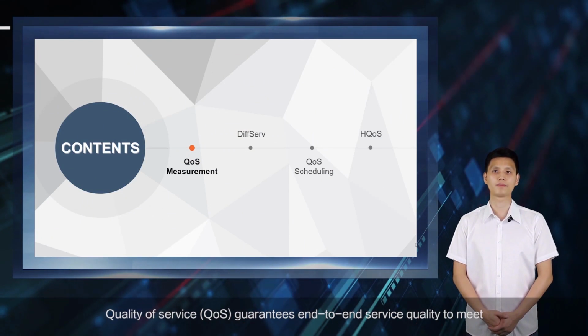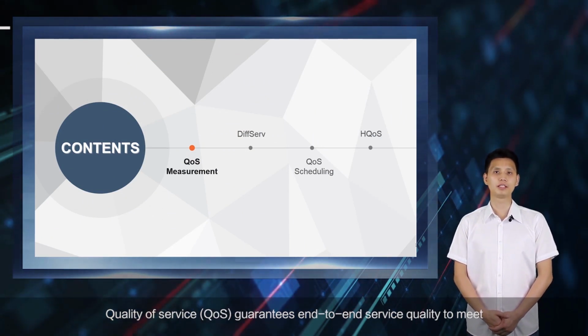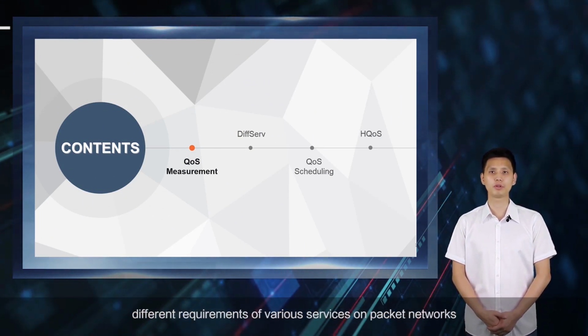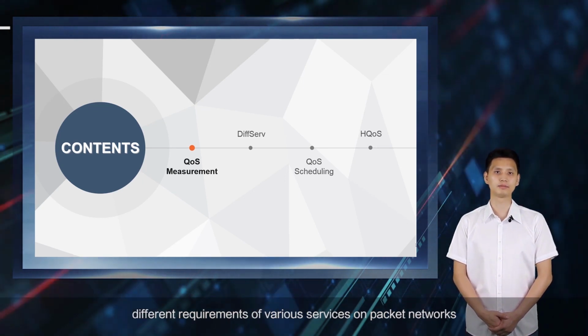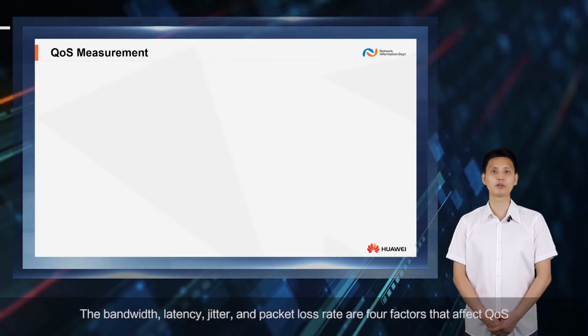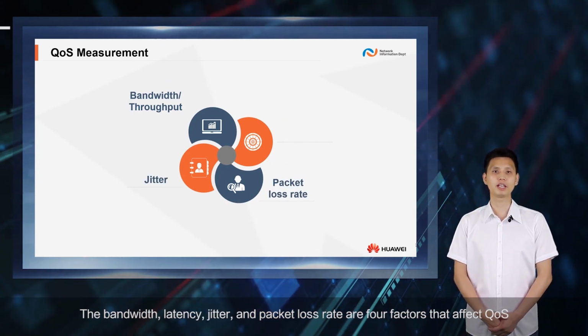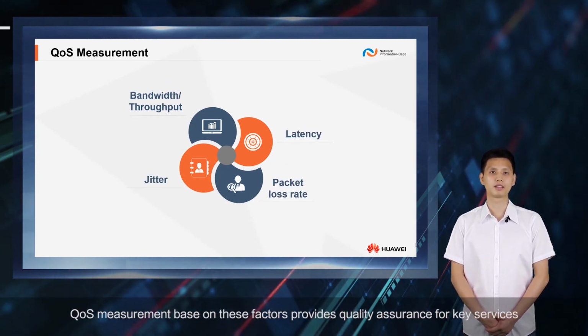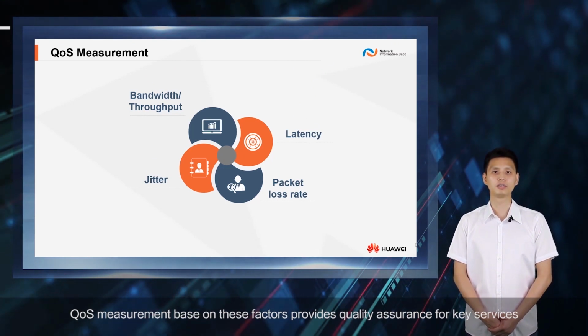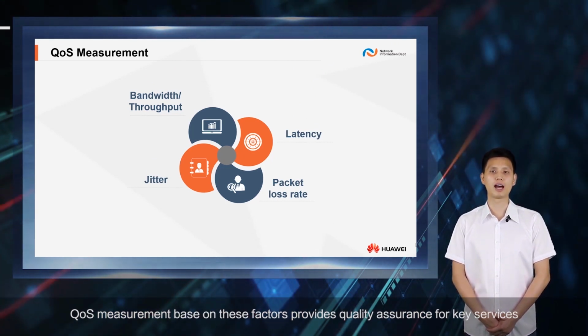Quality of service, QoS, guarantees end-to-end service quality to meet different requirements of various services on packet networks. The bandwidth, latency, jitter, and packet loss rate are four factors that affect QoS. QoS measurement based on these factors provides quality assurance for key services.